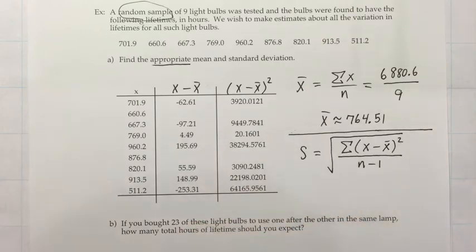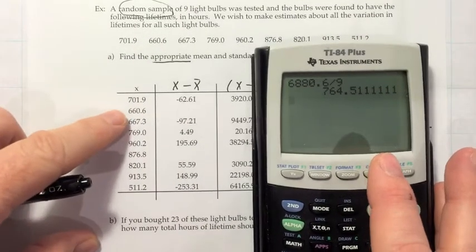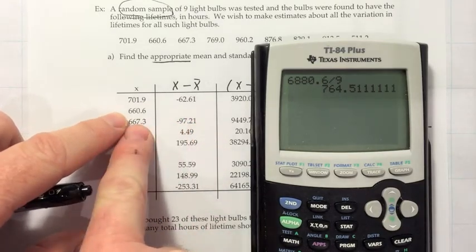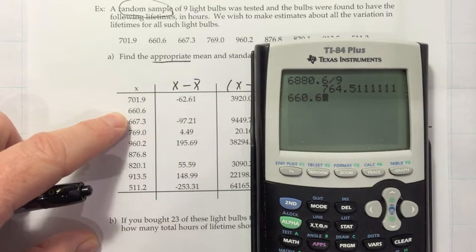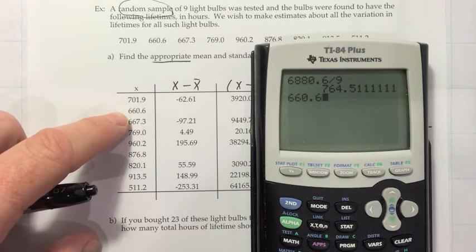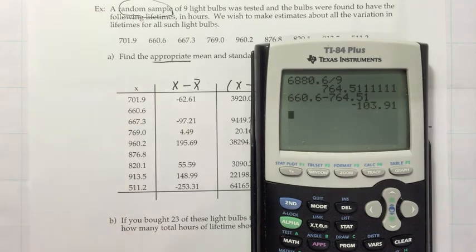So we could go through and do these one by one. The first data value we have is already done. Let's go ahead and move to the second one. 660.6 is our x value, minus the mean that we just computed, 764.51. And when we do that subtraction, we get negative 103.91.